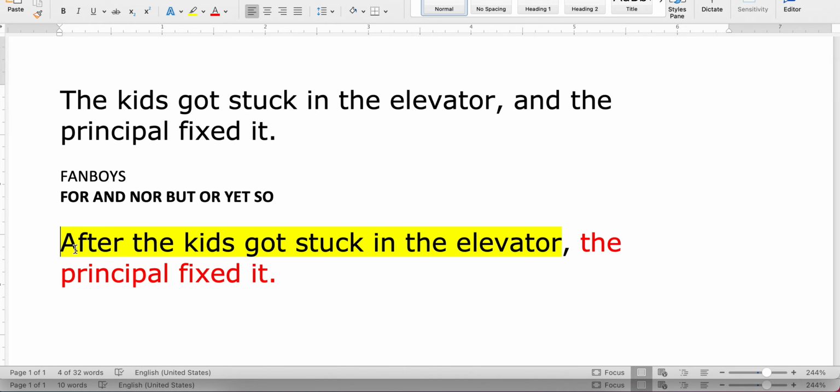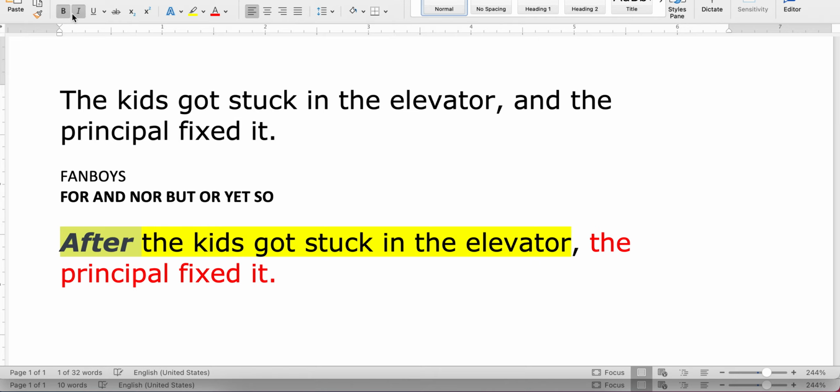Okay, so in this, I'm going to go ahead and italicize, bold and underline the subordinate conjunction that makes this part of the sentence subordinate to the main clause. All right? So that's basically giving you three ways to fix and to combine sentences.